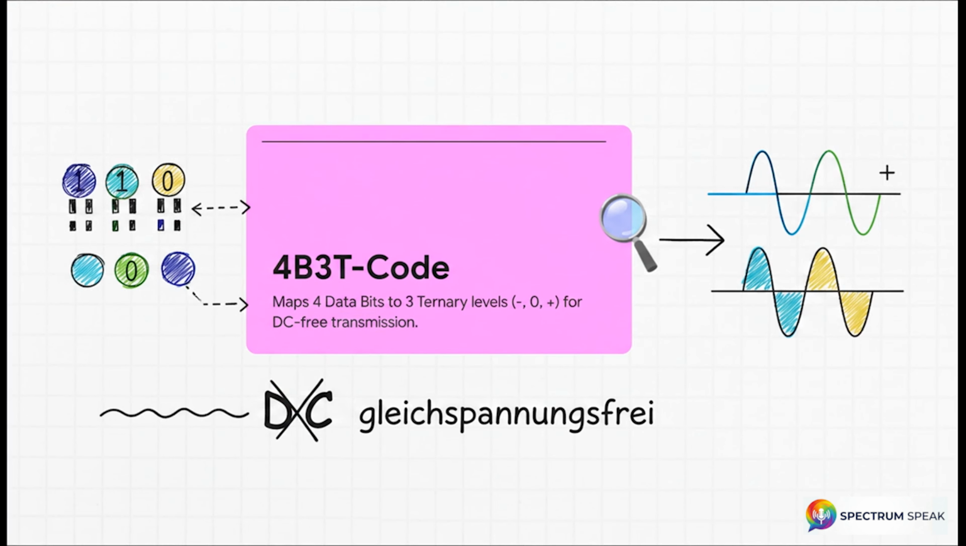The name itself gives away the secret. It takes 4 standard binary data bits, your everyday ones and zeros, and maps them into a sequence of 3 ternary or 3-level voltage states, negative, 0, and positive. The whole goal, making sure your transmission is completely DC-free.